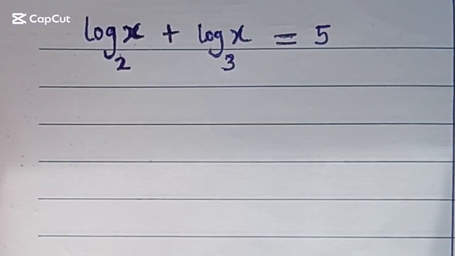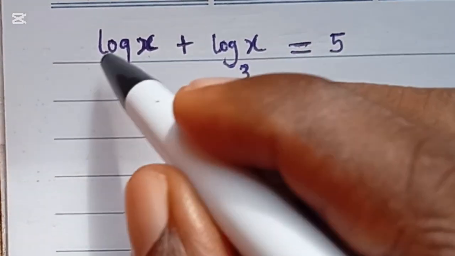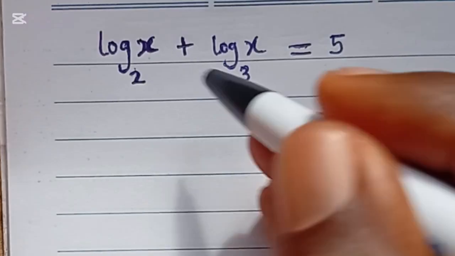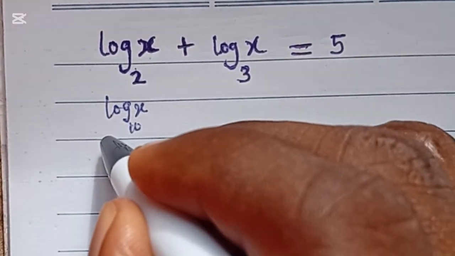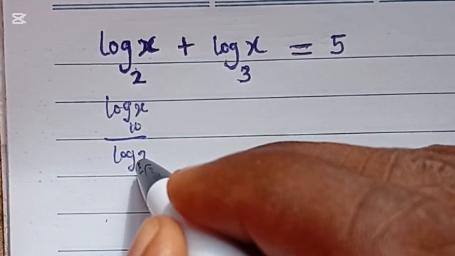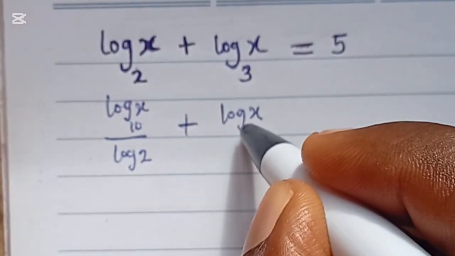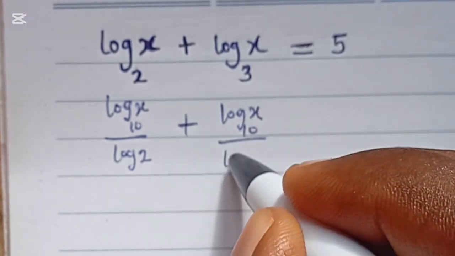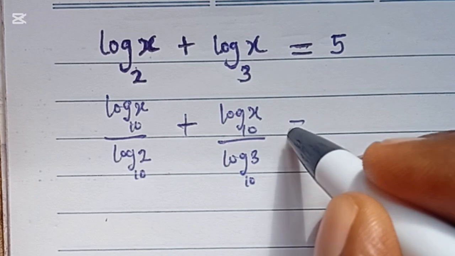So by the law of logarithm, we can evaluate this by saying log x base 2 can be written as log x base 10 over log 2, right? Then plus log x base 10 over log 3. This is base 10 and this is also base 10, equal to 5.